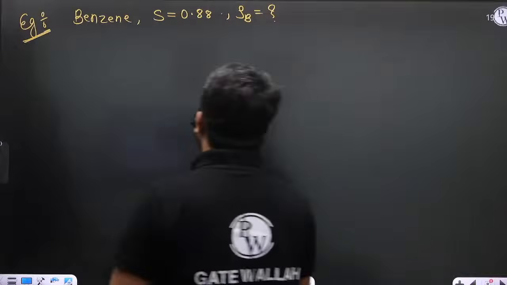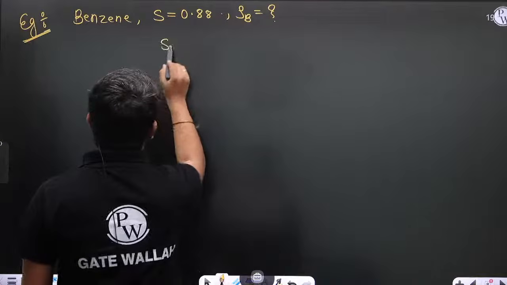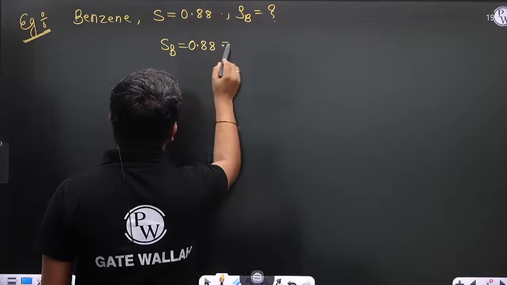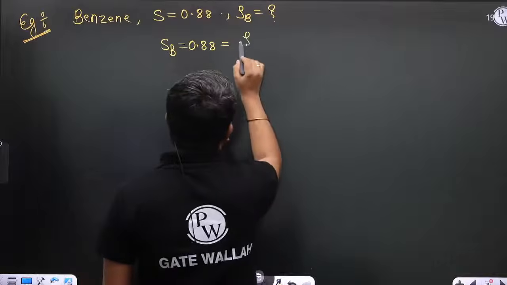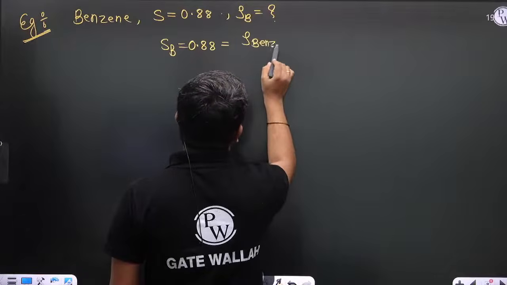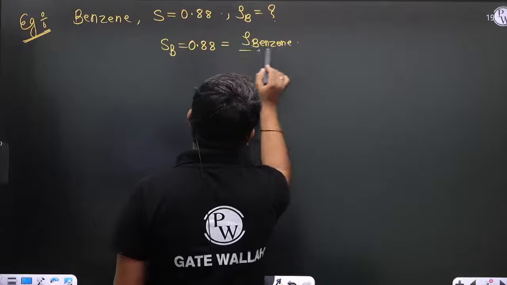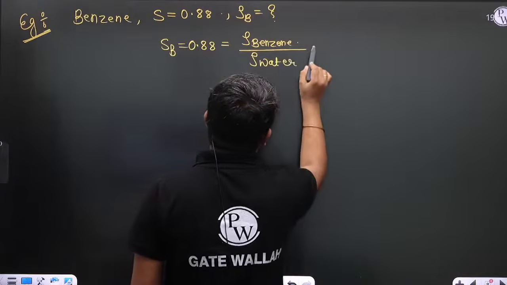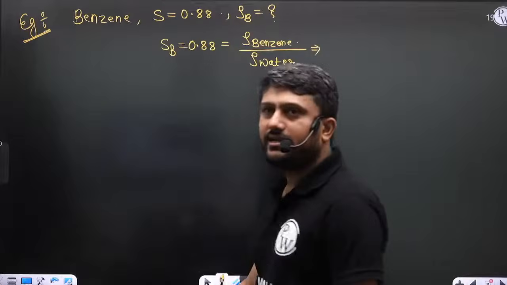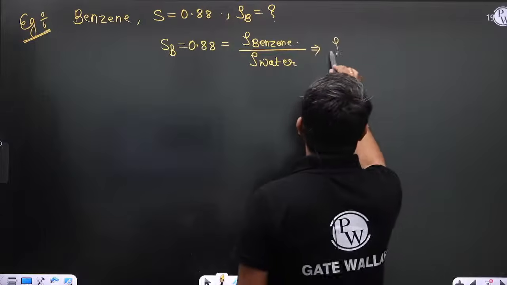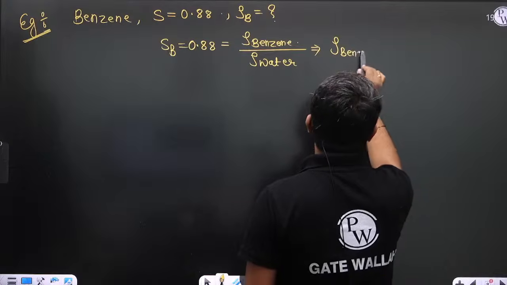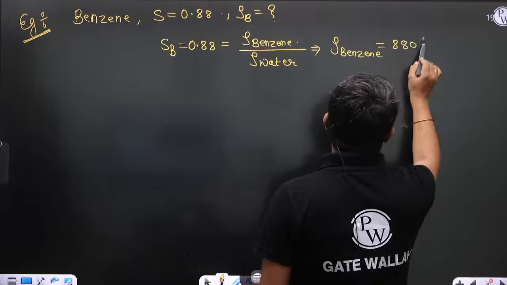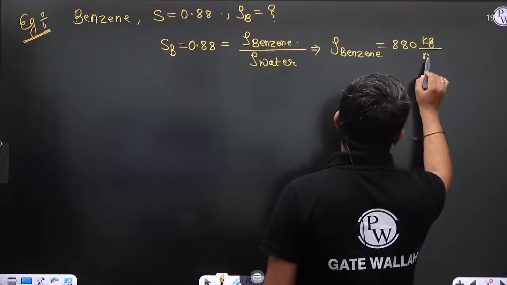Right? So specific gravity of benzene is 0.88, and this is equal to density of benzene to the density of standard fluid, and that is water. So from here we can easily calculate the density of benzene, and that is equal to 880 kg per meter cube.